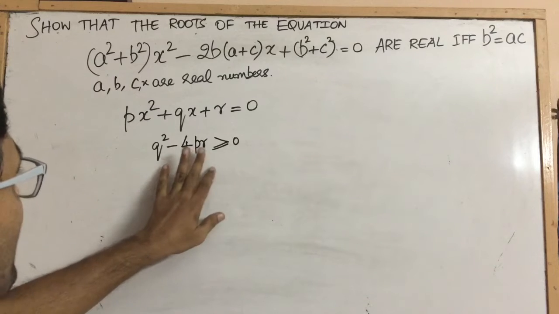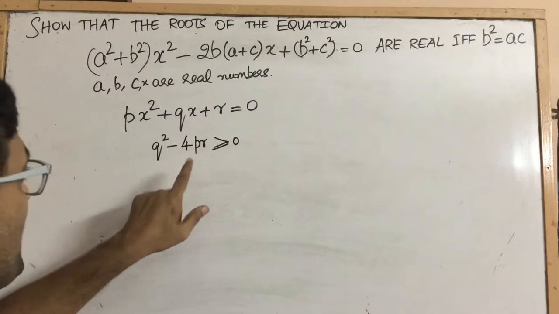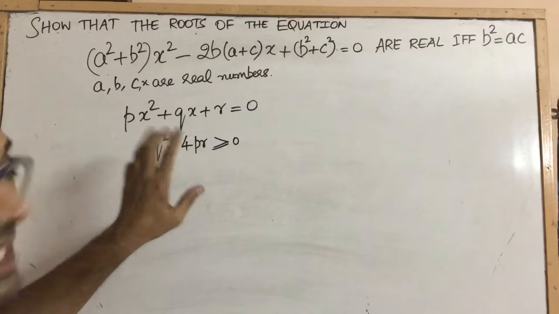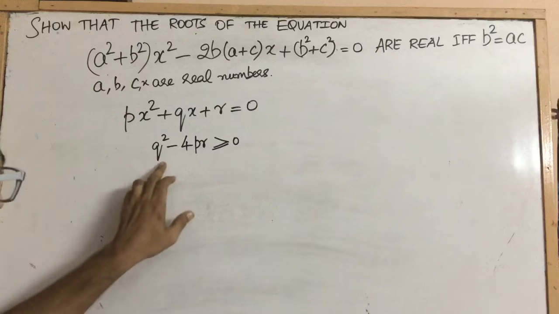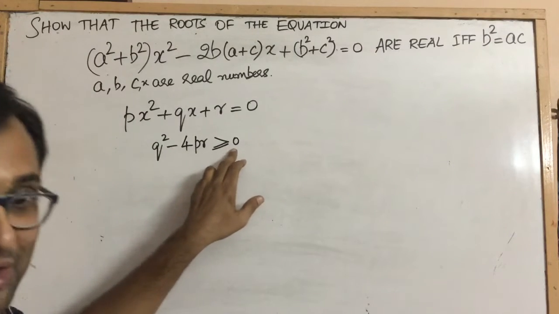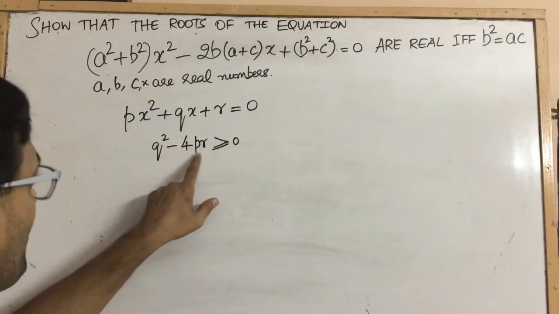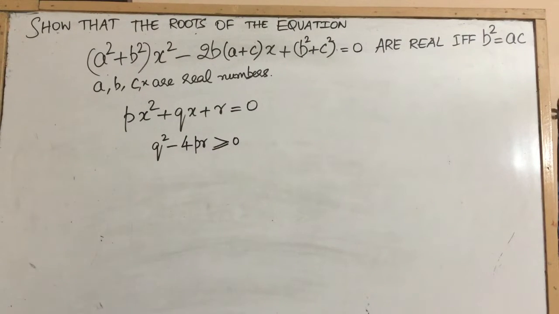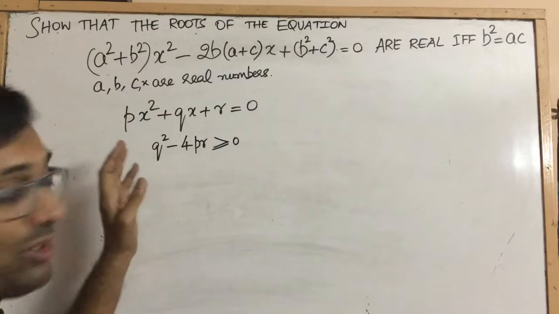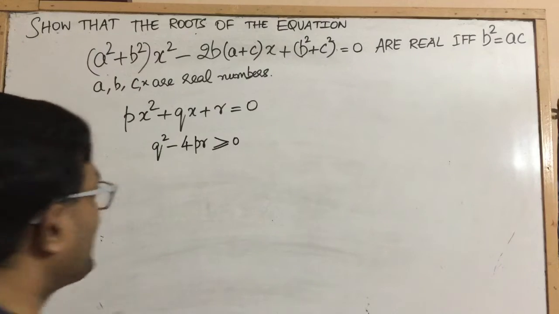This term q squared minus 4 times pr is called a discriminant because it distinguishes the nature of the roots, whether the roots are going to be real, which happens when q squared minus 4 pr is greater than or equal to 0, whether the roots are going to be equal and real, which happens when q squared minus 4 pr is exactly equal to 0, or whether the roots are going to be imaginary, which happens when q squared minus 4 pr is less than 0. That's why it's called the discriminant.